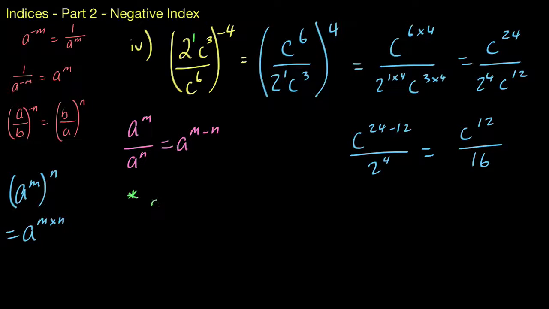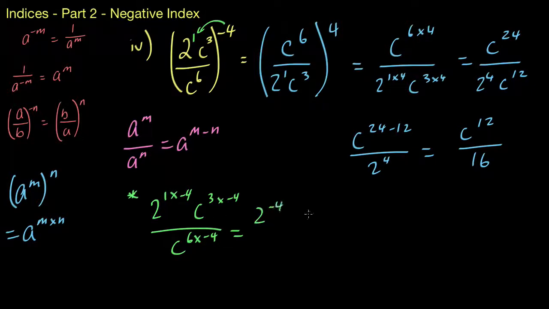You've got 2 to the power of 1 times negative 4. That minus 4 is going to multiply onto that there. The same thing happens here with c to the power of 3 multiplied by negative 4. And that's all over c to the power of 6 multiplied by negative 4. If we rewrite that, we get 2 to the power of negative 4, and then we've got here c to the power of negative 12, all over 6 times 4 is negative 24, c to the power of negative 24.